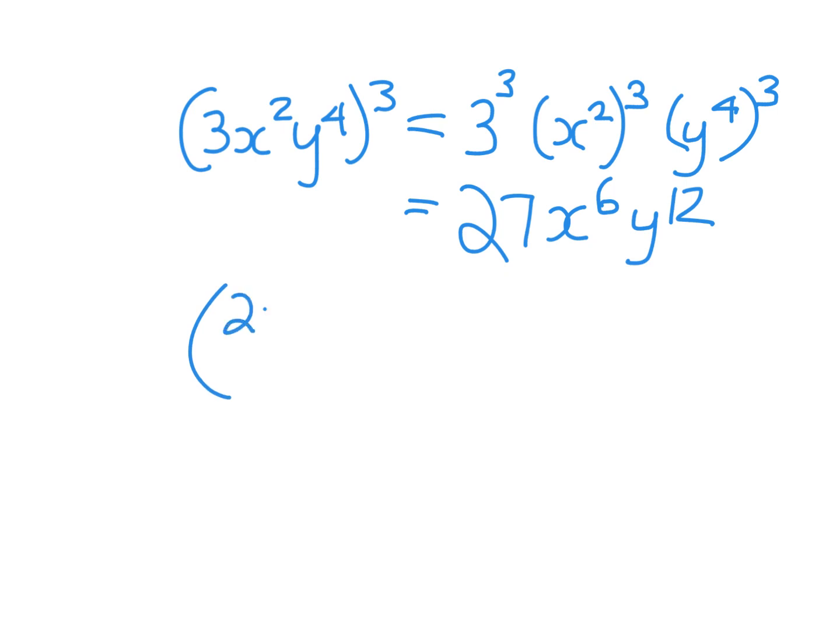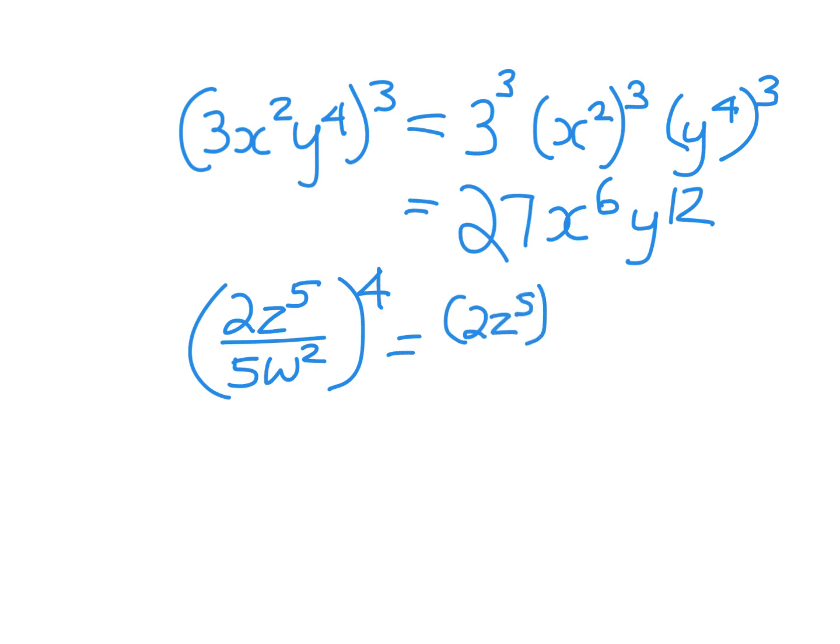Let's say I have something like 2z to the power of 5 over 5w squared, and I want to raise that to the power of 4. So how do I do that? Well, I'm going to raise the top thing to the power and the bottom thing to that power. That's exactly what the power of a fraction index law says. So let's start with raising the top to the power. So I'm going to take 2z to the power of 5, raise it to the power of 4.